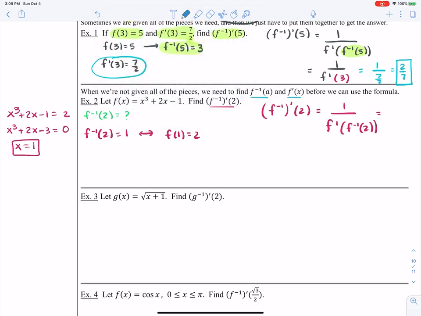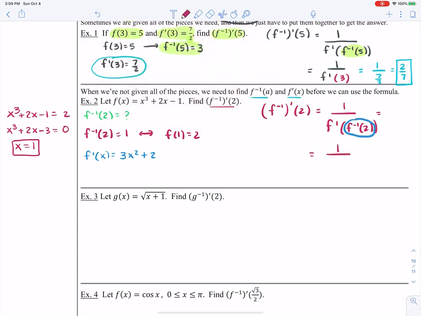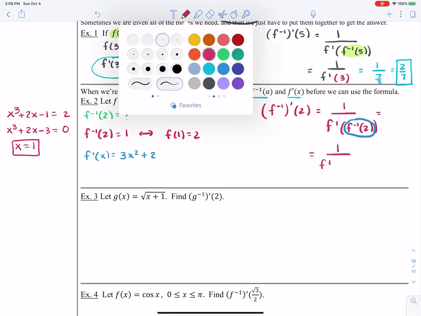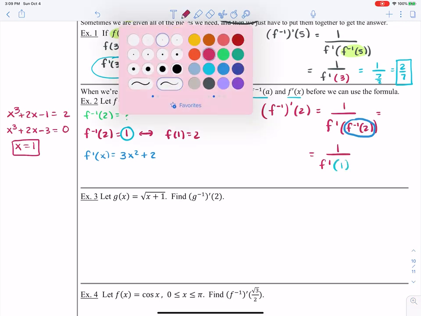Now in order to execute this formula, we need to also find the derivative. So we're going to take the derivative and get 3x squared plus 2. So now we're going to look at our formula. Inside our formula, I see f inverse of 2. So this is going to become 1 over f prime. And instead of f inverse of 2, we now know f inverse of 2 is 1. So 1 goes there. Well, now this is easy because I just need to find f prime of 1.